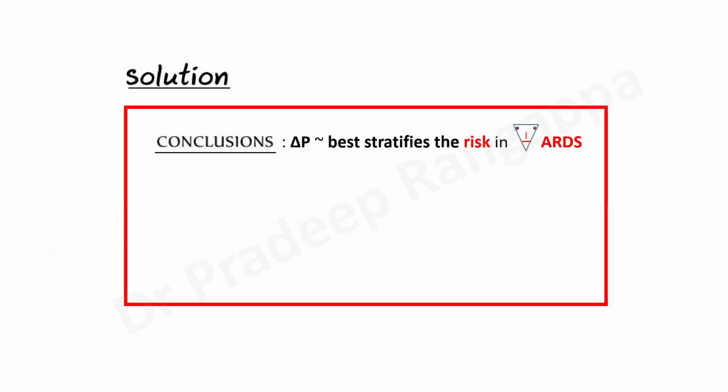So the solution is: driving pressure best stratifies the risk in patients with ARDS, and the concept of protective lung ventilation is to direct the amount of PEEP that the lung can take or that the lung needs, and the amount of tidal volume that the lung needs. So you are only targeting this PEEP and tidal volume to the functional size of the lung. When I say functional size, it is the lung which is responsive to your PEEP, and which needs the amount of tidal volume that is just about enough. That's what it means.